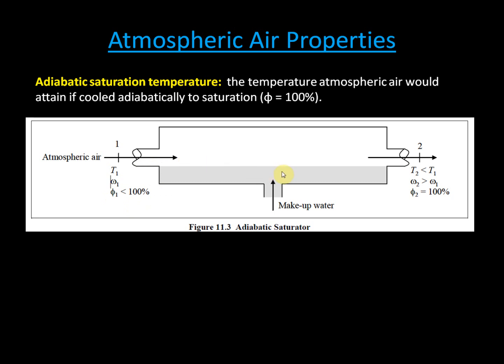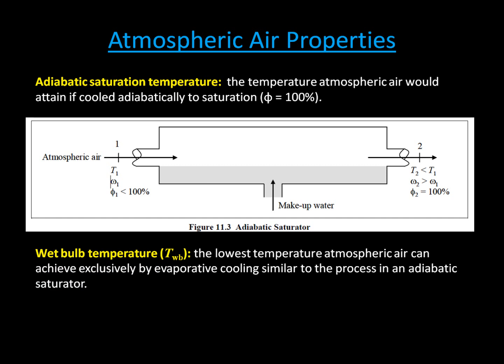And as it comes in here, I've got makeup water, and we're just adding moisture to the air until it becomes fully saturated, or a relative humidity of 100%. And we had to add some water vapor in the system to do that. And so in order to do that, the relative humidity, the absolute humidity, or the humidity ratio, increased from state 1 to state 2, and the temperature as a result decreased.